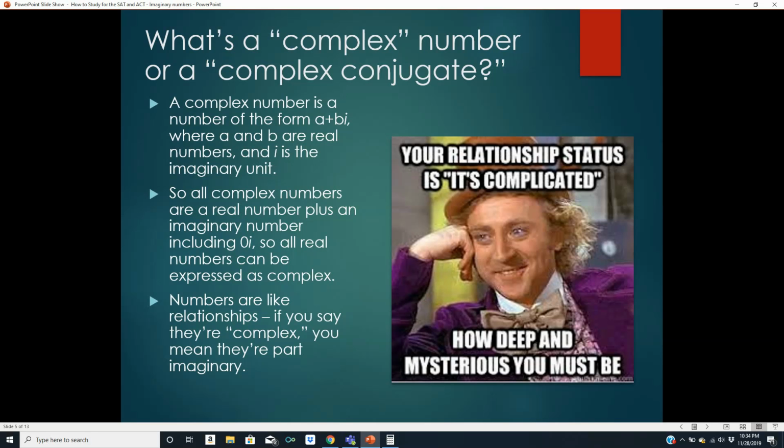That means that all real numbers can be expressed as complex, such as 3 could be 3 plus 0 times i. And this is my one good math joke. Numbers are like relationships. If you say they're complex, you mean they're part imaginary.